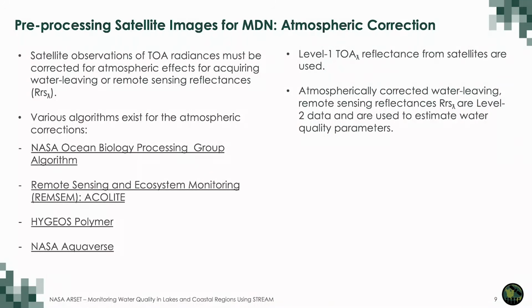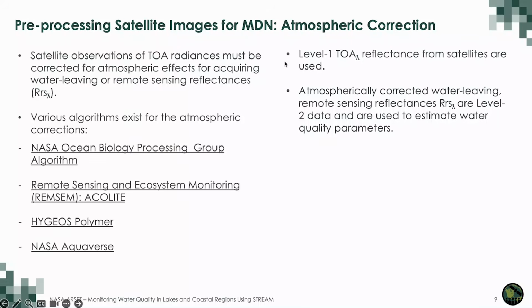To get water leaving remote sensing reflectances or Rrs at different wavelengths, we have to start with satellite observations of TOA radiances and apply atmospheric correction schemes to get Rrs. Now here there are a number of schemes or atmospheric correction algorithms listed. NASA has a couple: NASA Ocean Biology Processing Group algorithm and NASA Aquaverse algorithm, which is used for Stream. There is Ecolite and Polymer. These are some of the schemes generally used by the community to do atmospheric correction and get remote sensing reflectances.